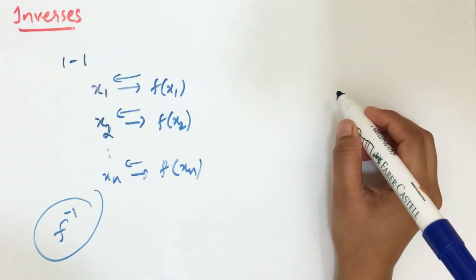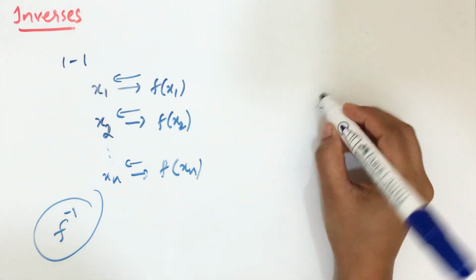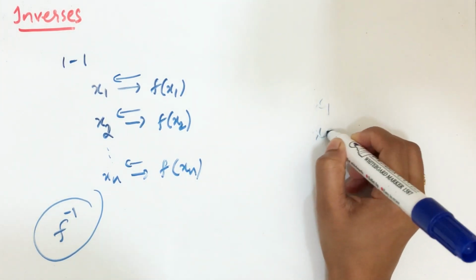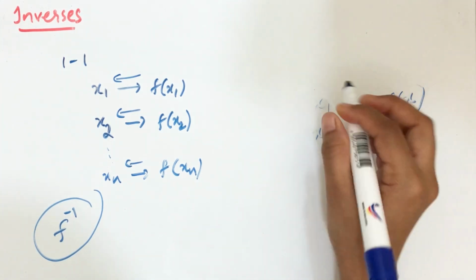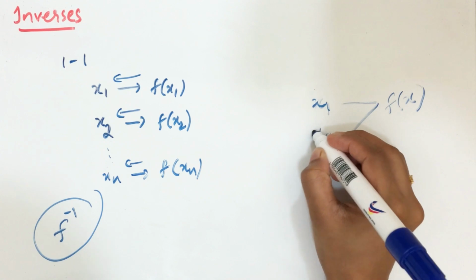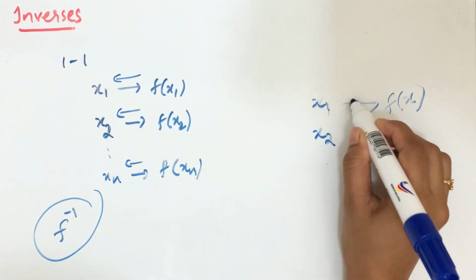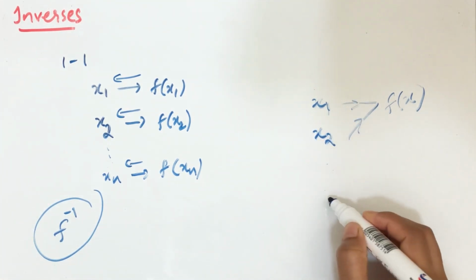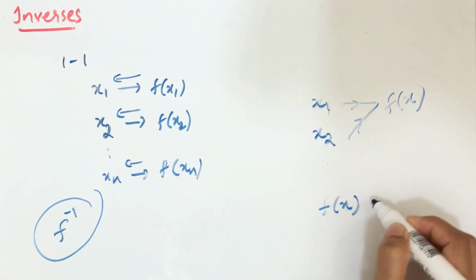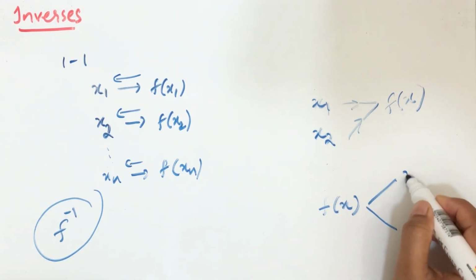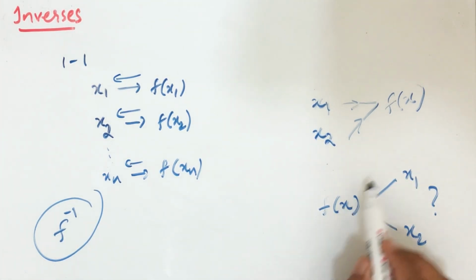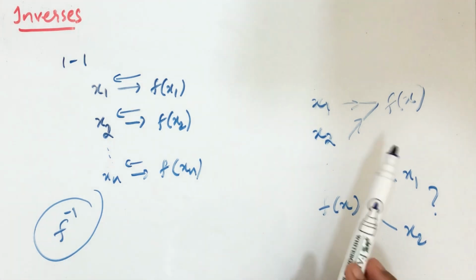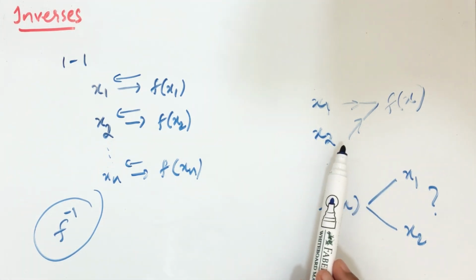See, for a function that is not one-to-one, two points can have the same image, say x1 and x2 can have the same image, f of x1 equal to f of x2. Then can we reverse this function? Then f of x maps to x1 or x2, which is a question mark. If it maps to two values, then it cannot be a function. So a function has an inverse if and only if it is one-to-one.